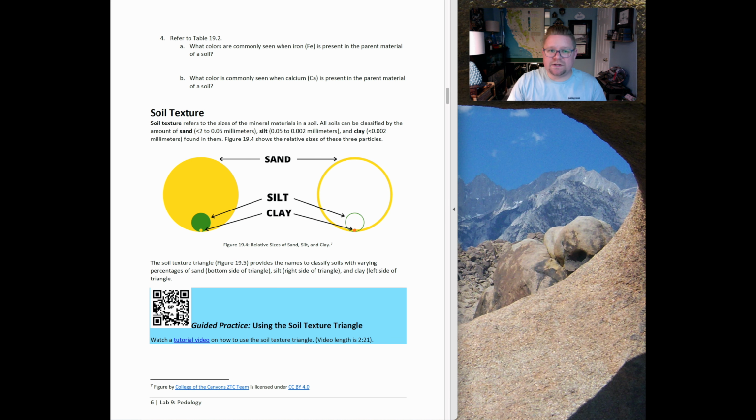Question 4 says, now refer to that table that we just talked about, the different colors. What colors are commonly seen when iron is present? Part B is, what color is commonly seen when calcium is present? So you'll be able to pull that from the table above.